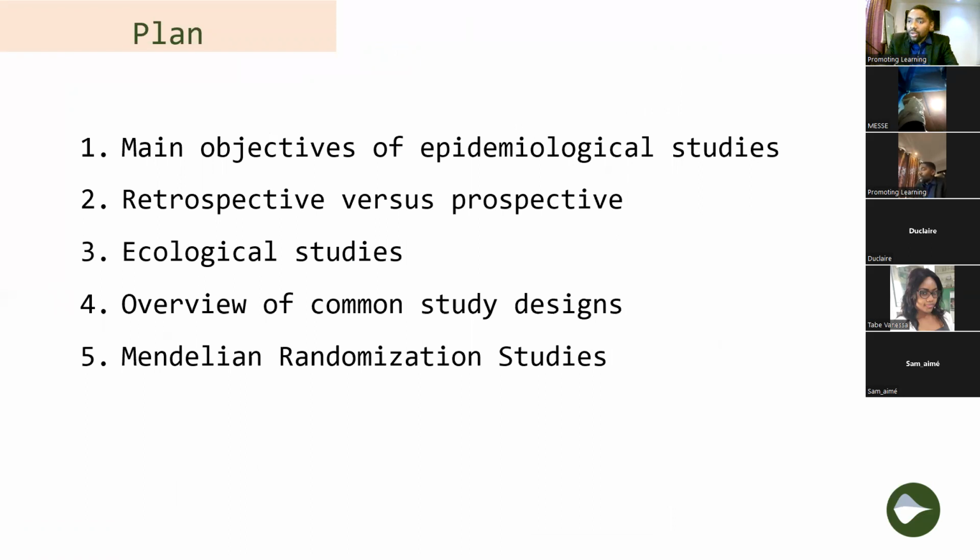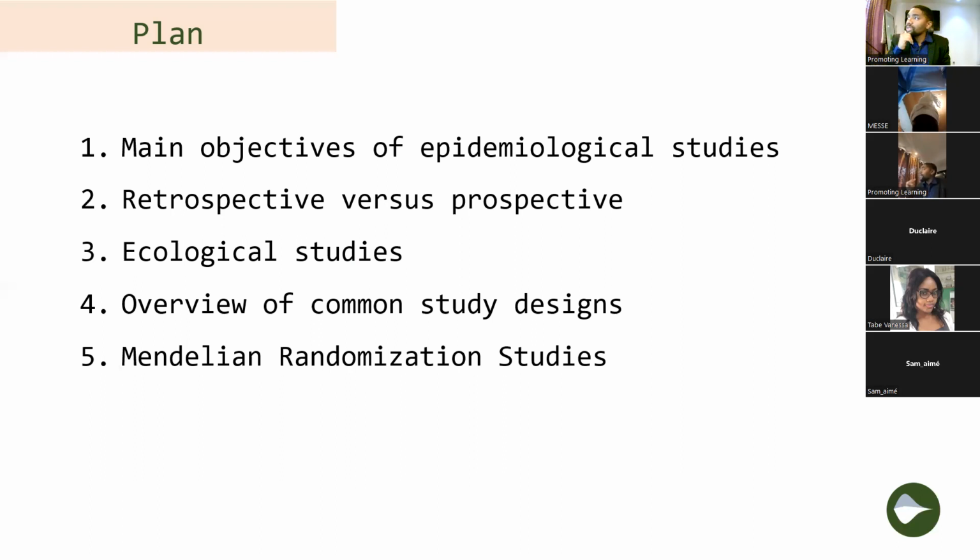So what is the plan of the session today? We are going to talk about the main objectives of epidemiological studies. It's very important to talk about the objective, because whatever we are doing in epidemiology is to attain an objective, and to attain an objective is to answer a question. So we always need to bear that in mind whenever we are studying something, whenever we are writing a protocol.